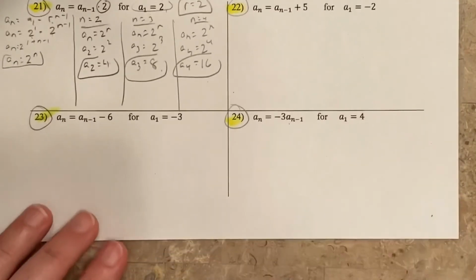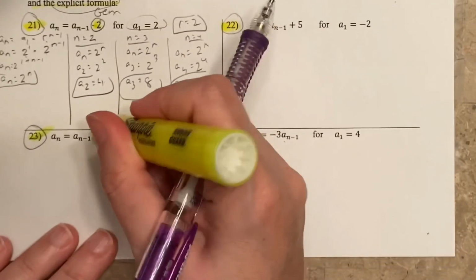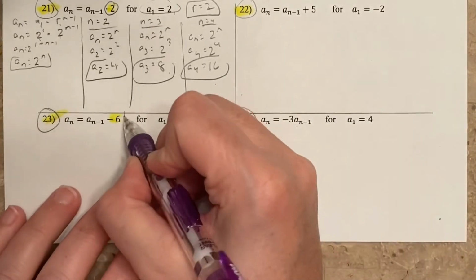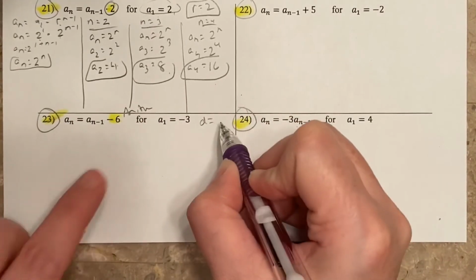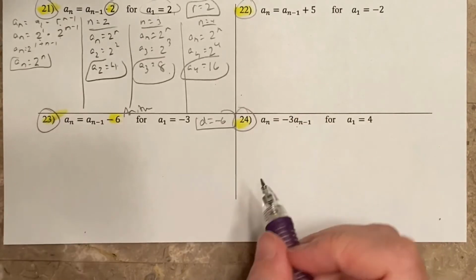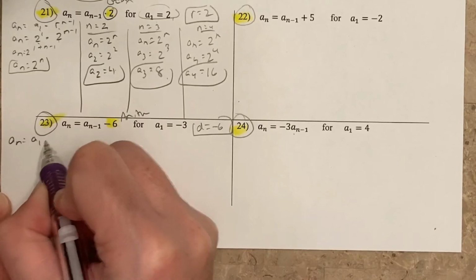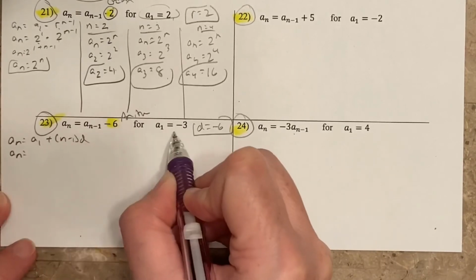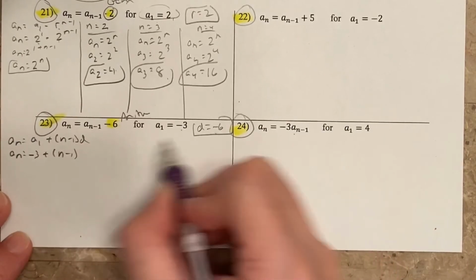So for 23, this one I was multiplying. Here I am subtracting. Remember, it's the same thing as adding a negative, so I know this one is going to be arithmetic, okay? And I know my common difference is that right there of -6. So arithmetic, here we go. A sub n equals a sub 1 plus n minus 1 times d. A sub 1 is -3. Plus n minus 1, my common difference is -6.